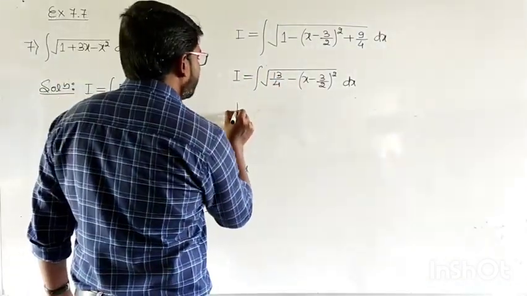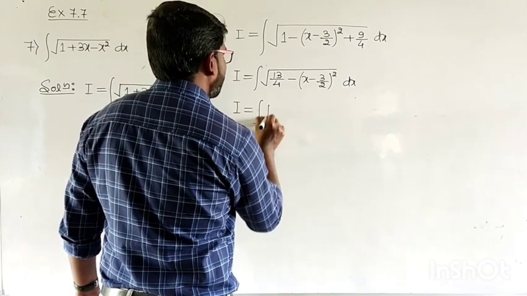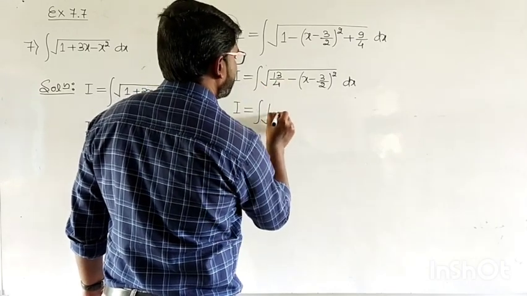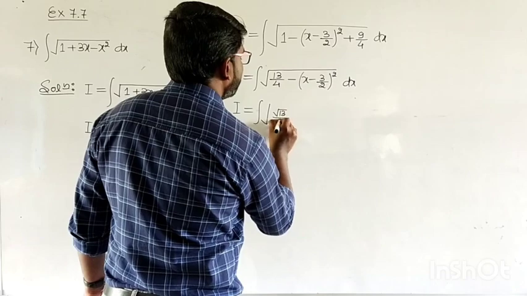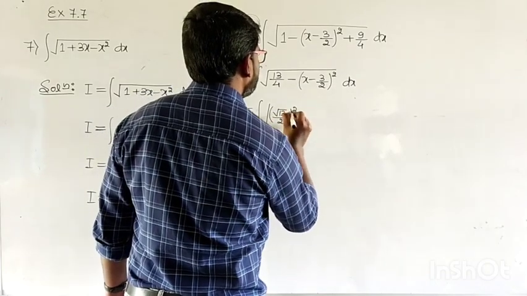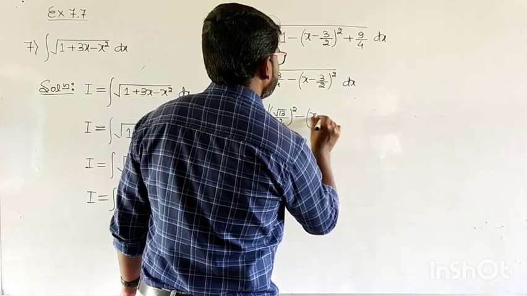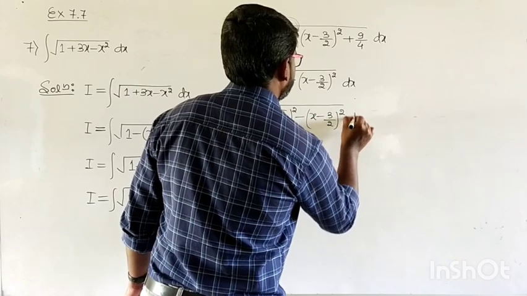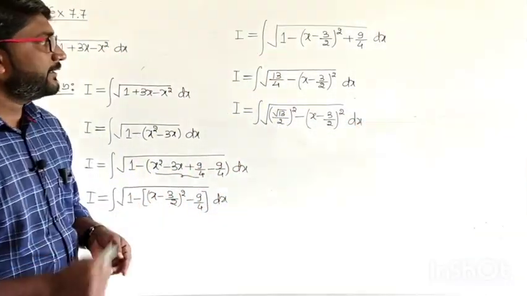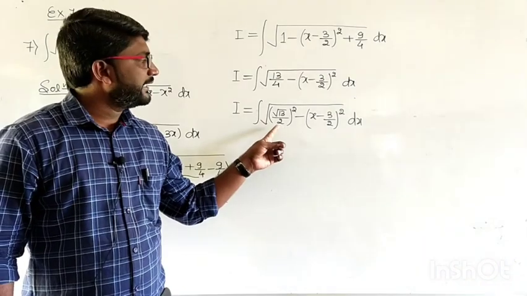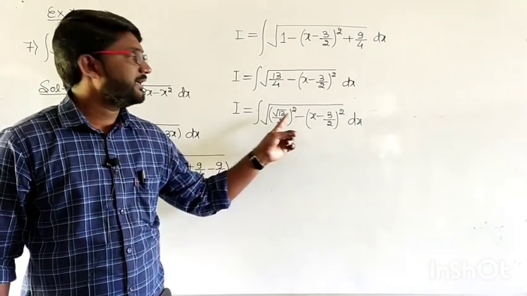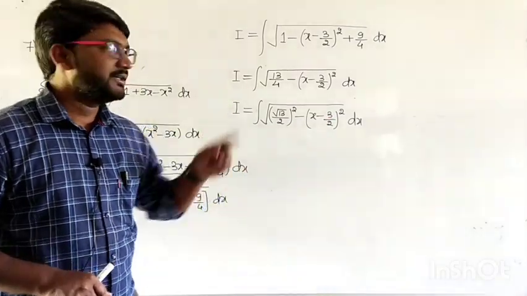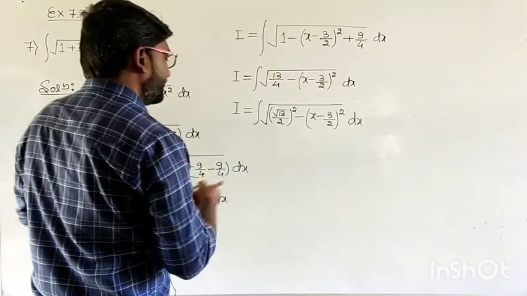So I is equal to the integral of square root of this, which can be written as (root 13 divided by 2) the whole square minus (x minus 3 by 2) the whole square dx. Now this is in the standard form of the integral of under root a square minus x square. Here a is nothing but root 13 by 2 and x is going to be x minus 3 by 2. Let us apply the standard formula.